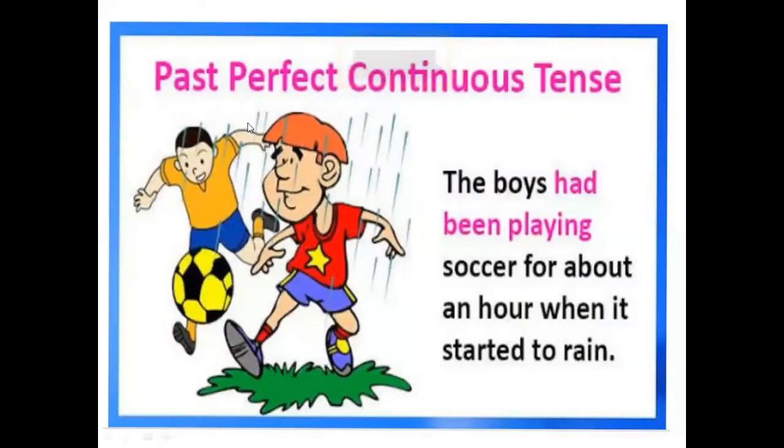Now we have a slide of past perfect continuous tense. For example, let's see on the screen. The boys had been playing soccer for about an hour when it started to rain. It means past perfect continuous tense is used to describe an ongoing action that started in the past and continued for some time in the past. It expresses the continued nature of an action that started and stopped at some point in the past.